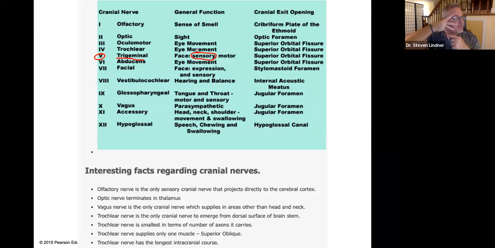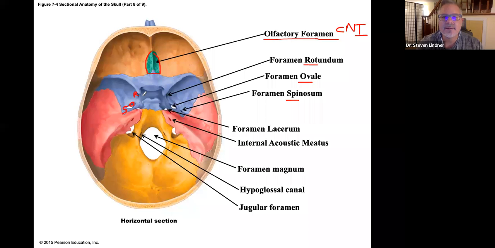This is the nerve when you go to the dentist and they want to work on your teeth to do a filling for a cavity, and half your face goes numb. It's the trigeminal nerve that they hit. So these are the names of the cranial nerves: cranial nerve 1 through 12. So let's go back.